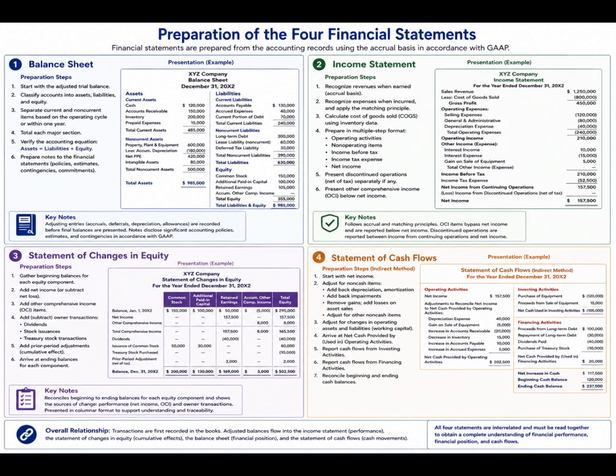Statement of cash flows, indirect method, adjusts net income to cash from operations. Add back non-cash expenses such as depreciation, remove gains and losses related to investing or financing, and adjust for changes in working capital accounts. Then report investing and financing cash flows separately. Finally, reconcile beginning and ending cash balances to complete the statement.